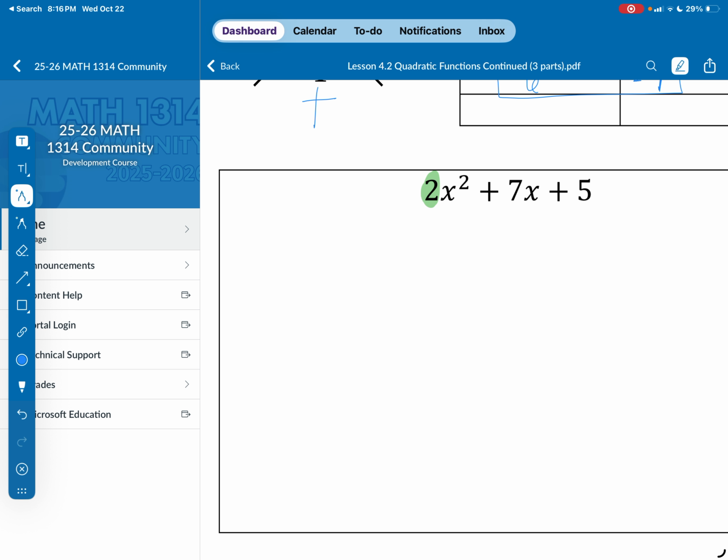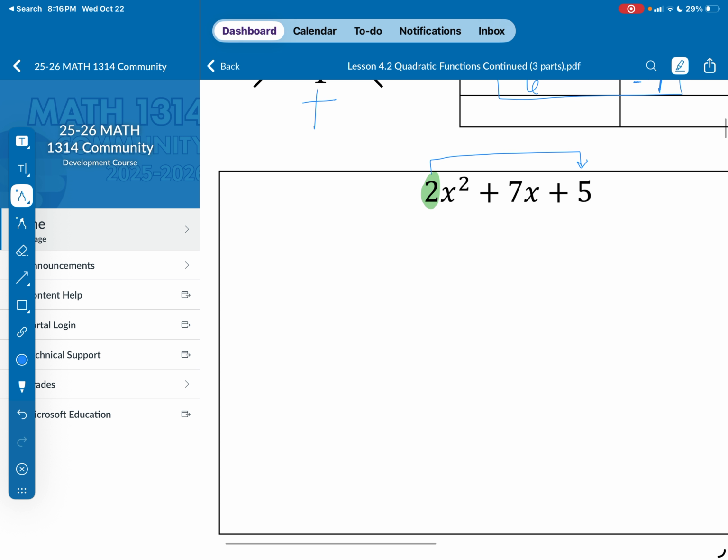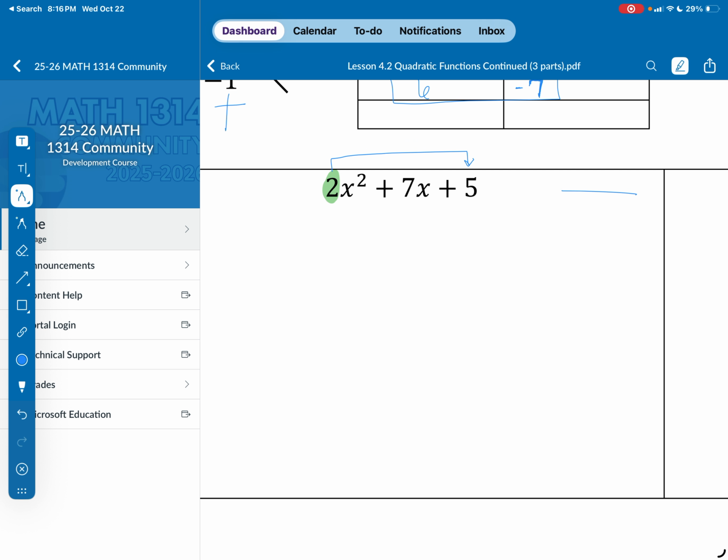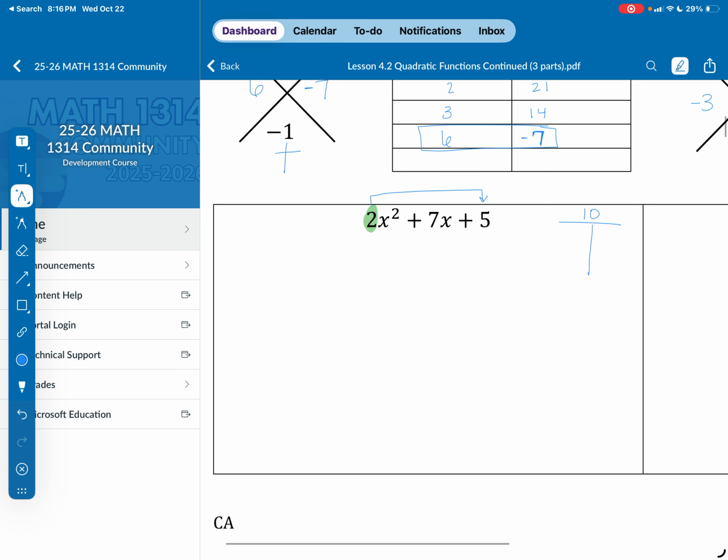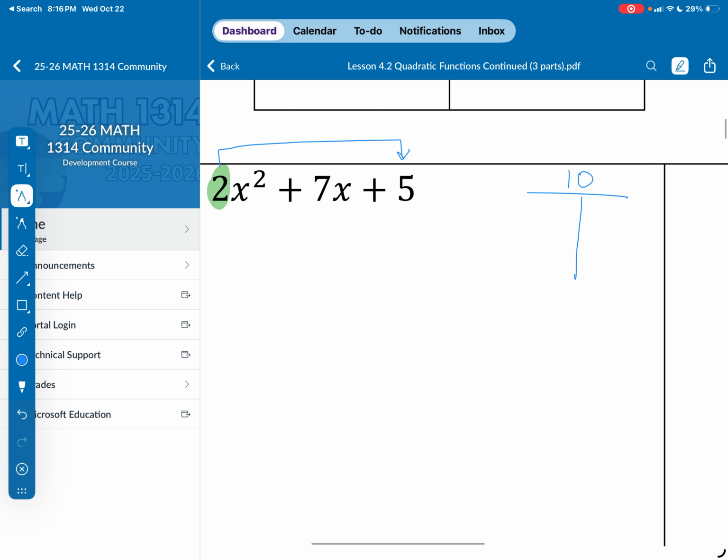And notice we have a leading coefficient of 2. So I need to multiply 2 and 5 together. So 2 times 5 gives me 10. Okay. So I'm going to write out my factors of 10. And so it's obviously 1 and 10. That one's the obvious one. And then 2 and 5.